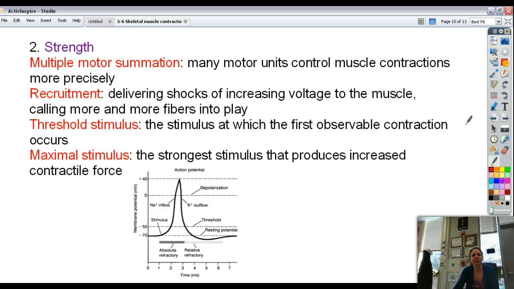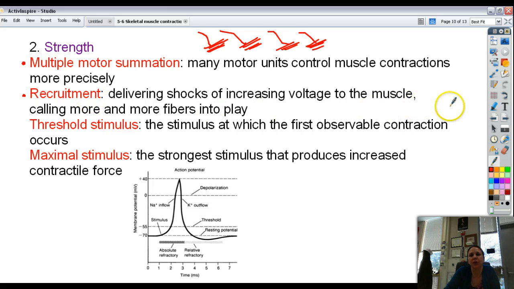Okay, second thing I can do is change the strength of the poke or the action potential. The first thing we have is something called multiple motor unit summation. Instead of one neuron reaching out and getting the muscle fiber, I get lots of neurons reaching lots of fibers, and therefore I can control my movements more precisely. Just like if I zap you with that little machine, your hand just goes like that. But if I tell which ones to do their thing, then I can control much more precisely how my muscles work. So recruitment is kind of how that works.